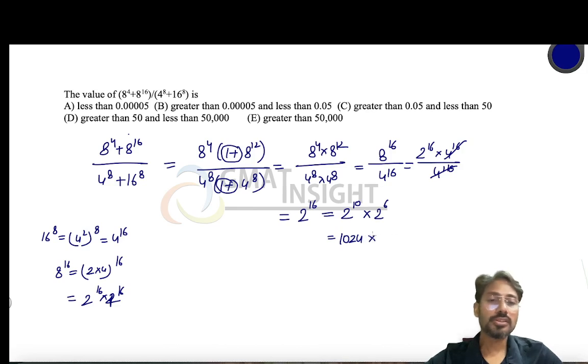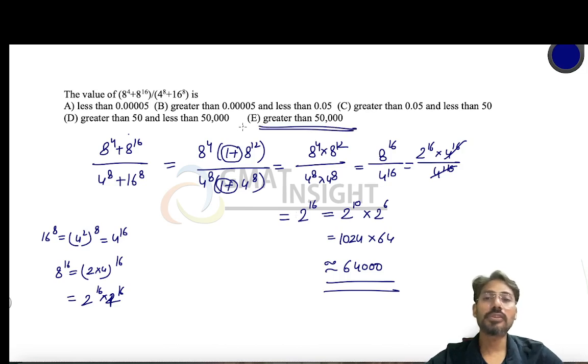2 to the power 6 is 64. That means this thing is slightly greater than 64,000. I am just writing it as 64,000. Now the question is, where does the value of this thing lie? We know 64,000 is actually greater than 50,000. So straight away we can figure out that option E has to be the correct answer.